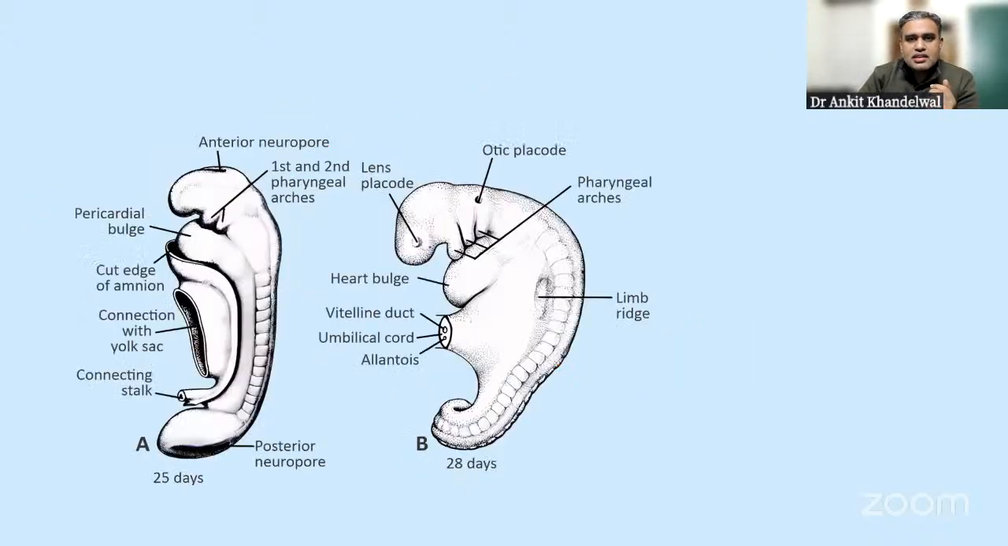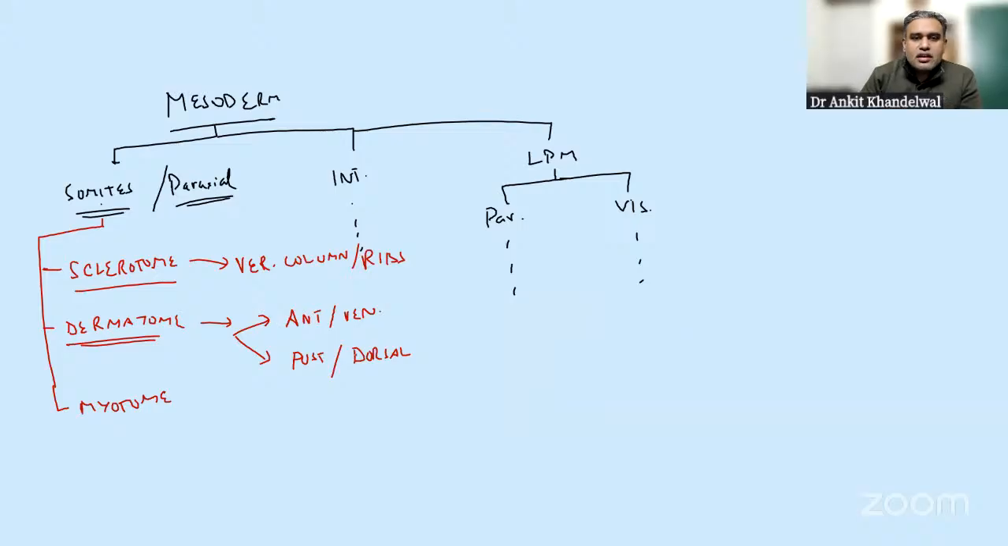Look at the images. This is the developing embryo on the 25th and 28th day. By the 28th day, you are seeing the neuropores also being closed. Now, these are all the somites. Where are they present, in the anterior part or the posterior part? They are present in the posterior part of the developing embryo. So the dermatome here will form the dermis of the posterior or dorsal body wall, not of the ventral body wall. Understand this part.